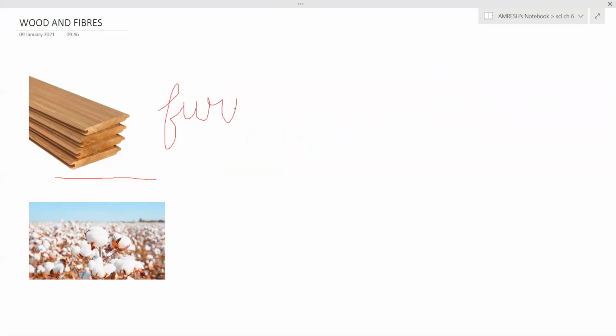In your home you must have seen furniture. So the carpenter makes this furniture, yes or no? The carpenter makes this furniture by using what? By using the wood of the tree. The wood we get from where? The wood we get from the tall trees, the trunk of the trees used as wood.